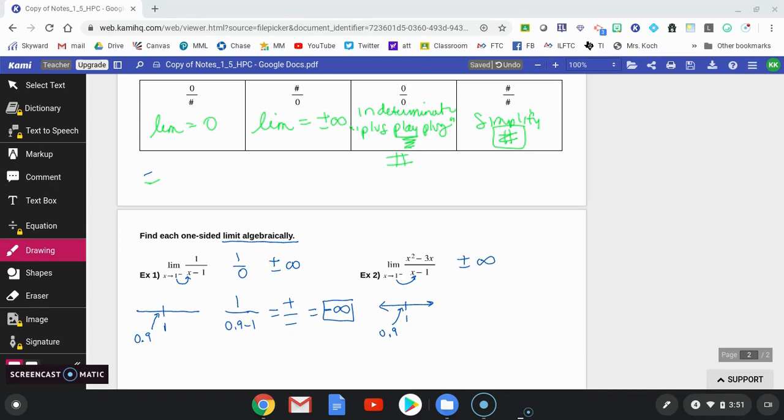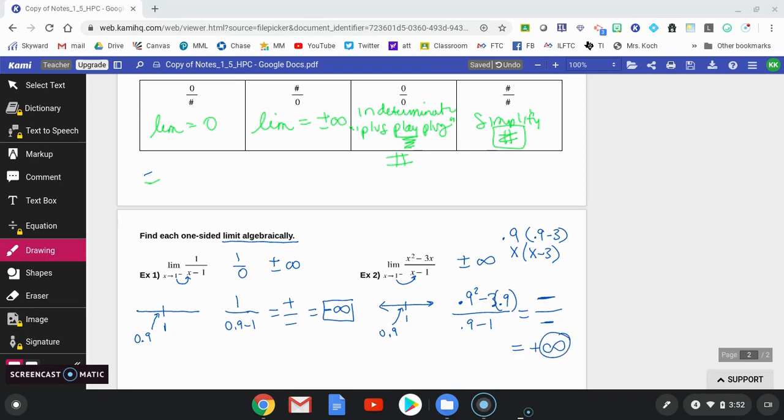If I do that in this case, I'm going to have a 0.9 squared minus 3 times 0.9, and then divided by 0.9 minus 1. If this is too overwhelming for you, you definitely could have factored that numerator and had an x times x minus 3, in which case you're thinking, okay, it's a positive number times 0.9 minus 3, which is a negative number. Remember, the only thing we care about is the sign of the numerator. So we're going to get a negative number in the numerator, and in the denominator, in this case, I'm also going to get a negative number. And that means that my limit is going to be a positive infinity in this case.